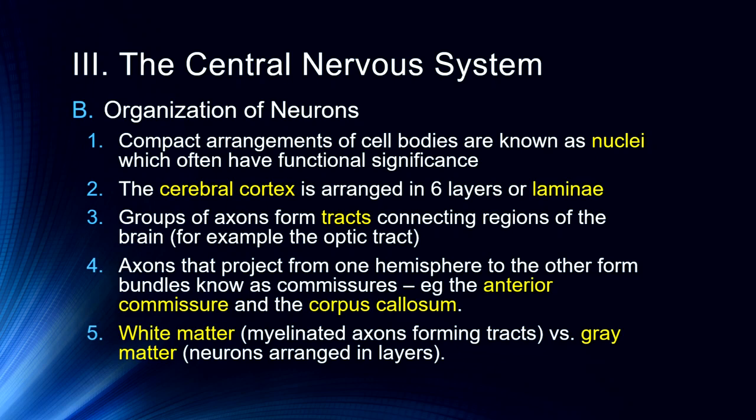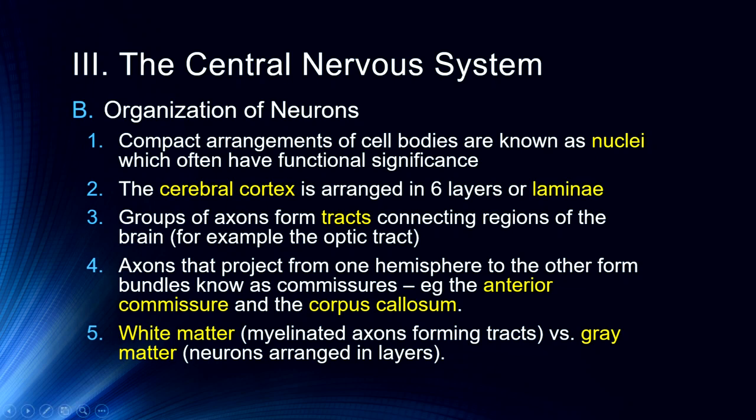Axons that project from one hemisphere to the other form bundles, which we call commissures. The anterior commissure and the corpus callosum are the two largest of these, where we start to see fibers traveling from one side of the brain to the other. We'll talk in a few weeks about the cerebral hemispheres and what happens when either the anterior commissure or the corpus callosum are severed in what's called a split brain operation.